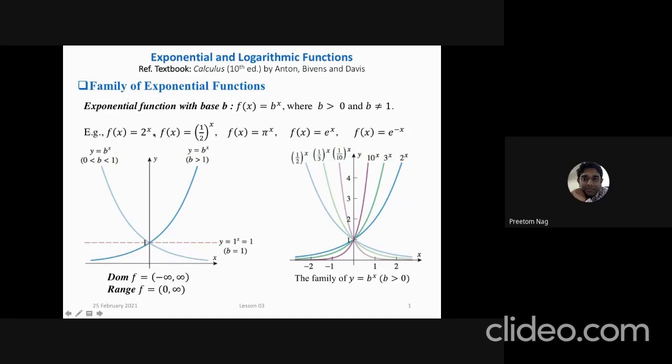Some common functions are like f of x equals 2 to the power x, if b is given by 2, then 1/2 to the power x, pi to the power x, e to the power x, e to the power minus x. Usually if students are asked to write down an exponential function, they write this type of form, but this is just one example of an exponential function.